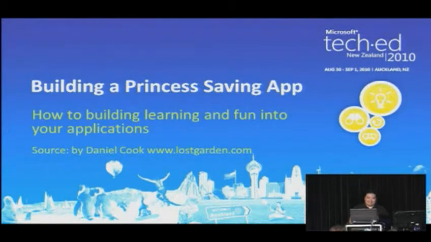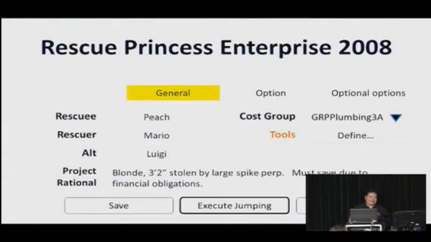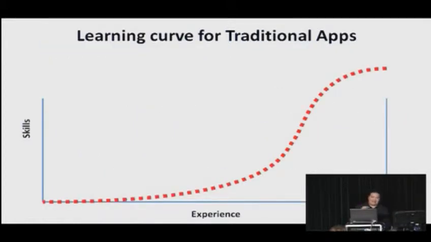But basically what I'm going to do in this section is share something that he's called building the princess saving app, or what would happen if we took a well-known video game like the Mario Brothers game and turned it into an application and vice versa. So he posed this question, and this was his first response, the Rescuing the Princess Enterprise 2008 edition. It would look something like this, where you choose your player, and there's the rescuee, and you keep jamming the button to execute jumping. The thing about this kind of traditional application is that it has a pretty steep learning curve. While the capabilities and the number of functions is really high, there comes a point where it becomes increasingly difficult to learn all those functions.